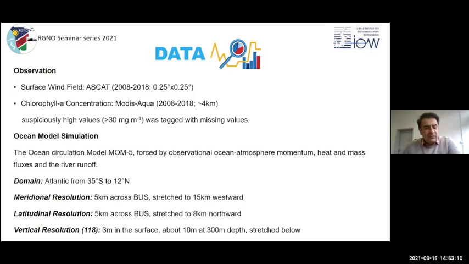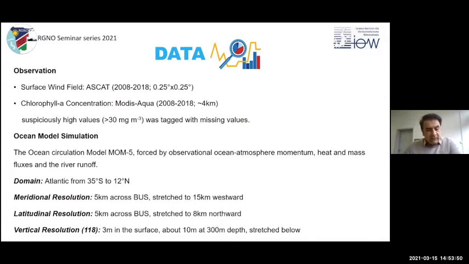Sometimes these data sets show suspiciously high values of chlorophyll A concentration, more than like 30 or 40 milligrams per cubic meter. We tagged them as missing values, and we didn't consider them in our evaluation. We use an ocean model. This is an eddy-resolving, state-of-the-art ocean model, MOM5, and we force it with observational data sets to bring a realistic picture of the upwelling system.